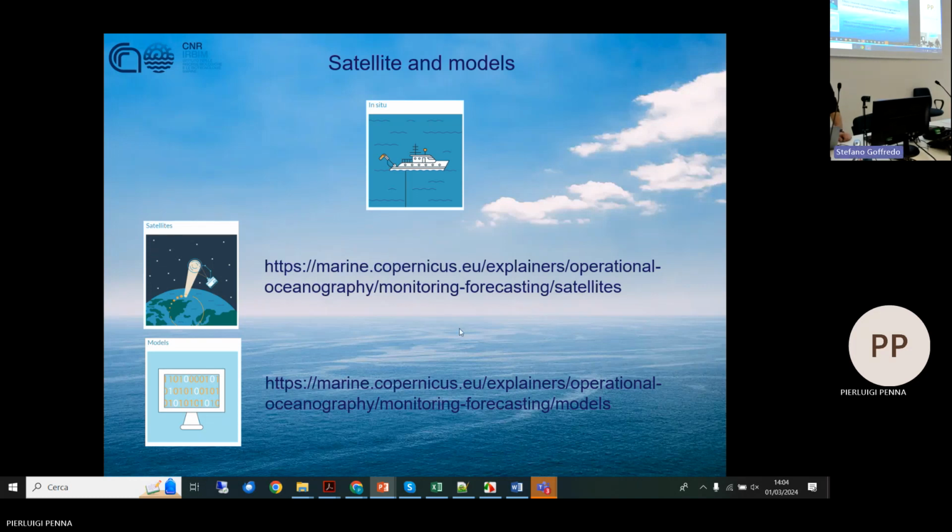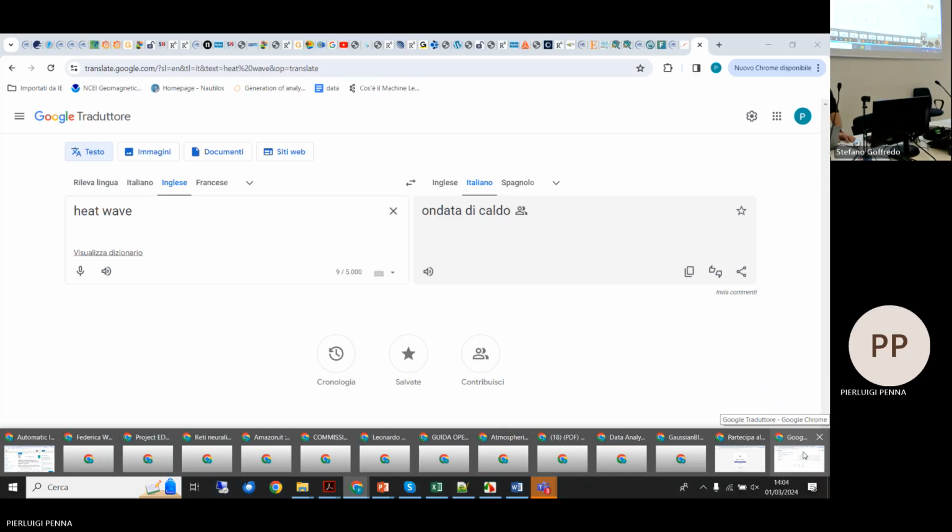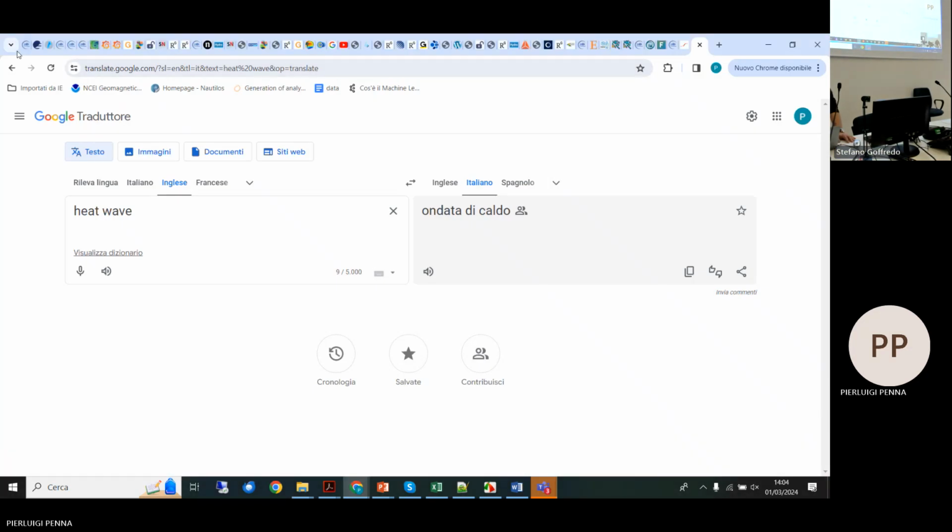Now I switch to the public website of Copernicus Marine EU. This is a platform for the Copernicus project, a European project. So just a moment for the switch.